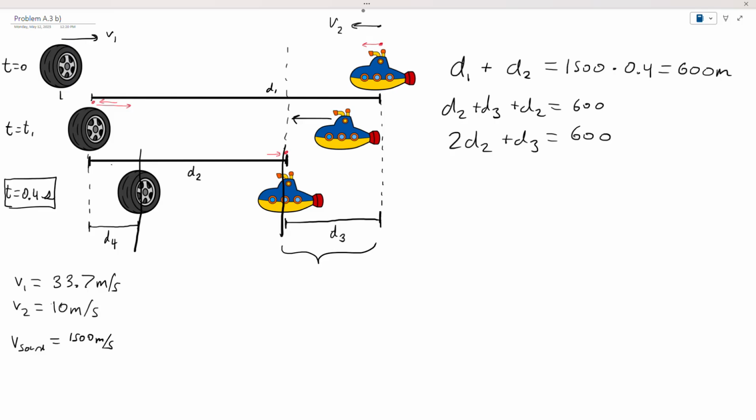We have the speed of the submarine, and we have this time interval here, because it's from the moment the submarine sends the wave until the moment it receives it. So that's a time interval of 0.4 seconds. So we know that d3 is the speed of the submarine times the time, 0.4 seconds, and so we get that it's 4 meters. So we know that 2d2 is 600 minus 4 meters, so 596, and so d2 is simply 298 meters.